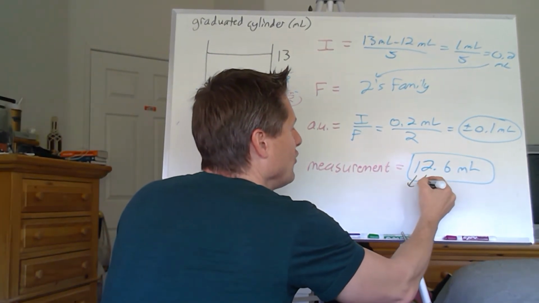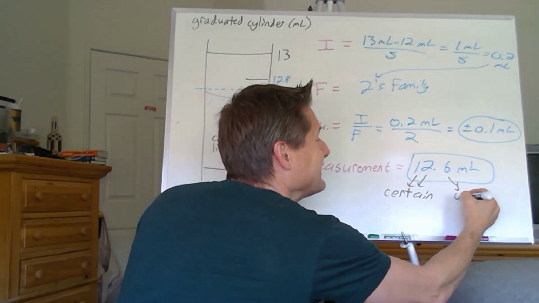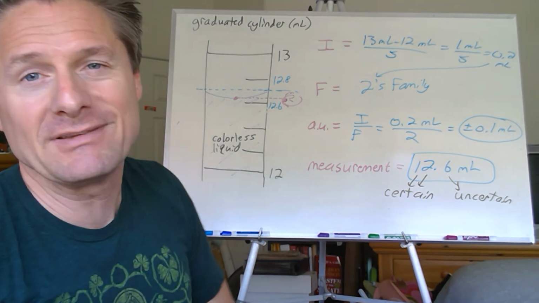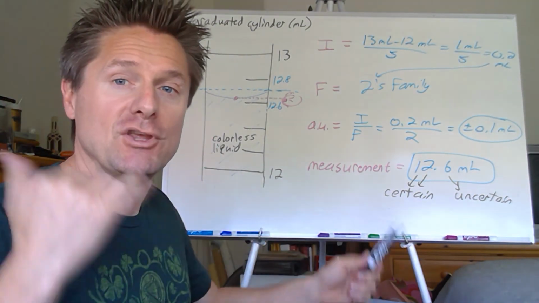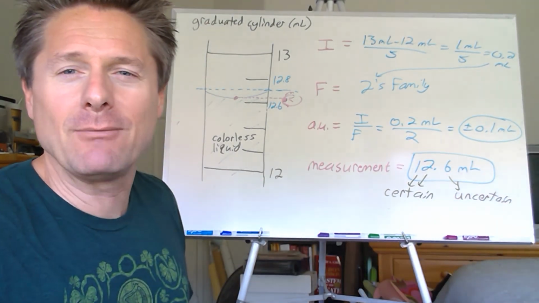But we would all get 12 something. So these are certain, and the 6 is uncertain, but that's still 3 significant digits. Boom! Unit! Boom! Uncertainty! Boom! Numerical value. We've got it, baby! We can do measurements!